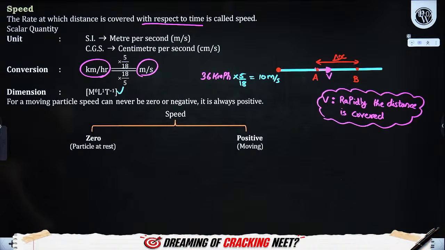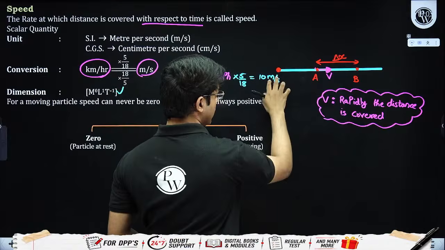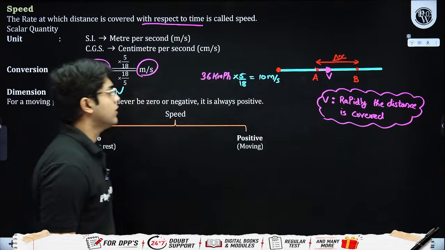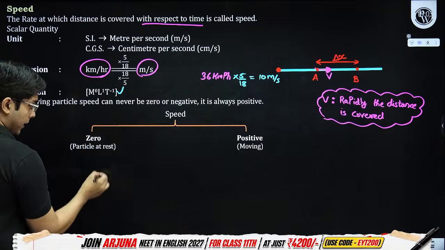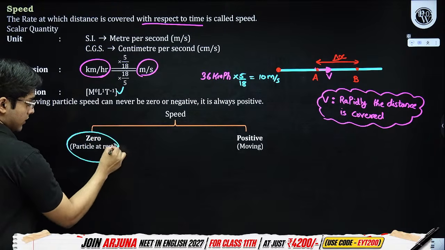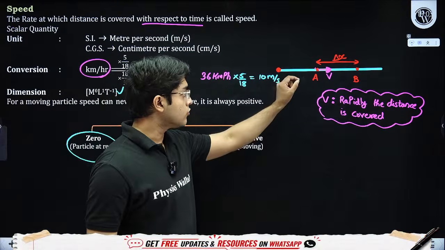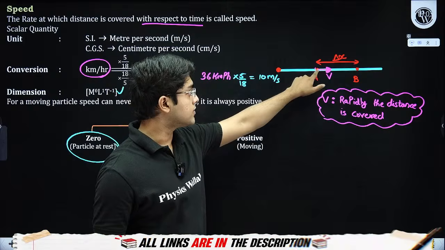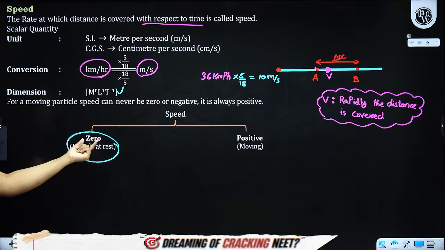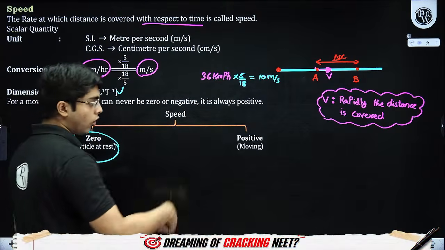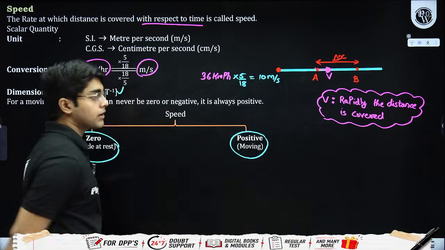Now, when we talk about speed, we only care about the value and the unit, right? It is a scalar quantity. So there is no meaning for a negative speed. Speed can either be 0. This means the particle is at rest, its position won't change. So if we have a particle at rest, let's say at point A, it will always be at A. So 0 speed means particle is at rest, or it is positive speed. And positive speed means particle is moving.